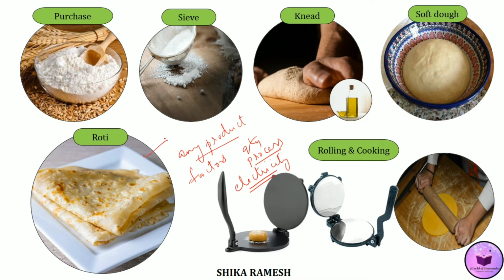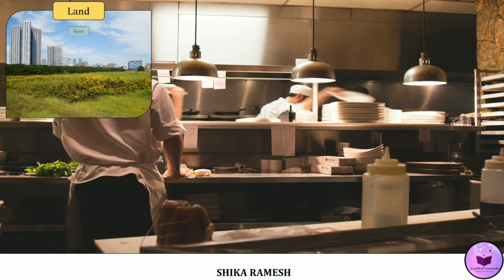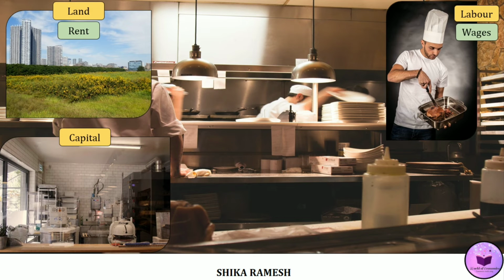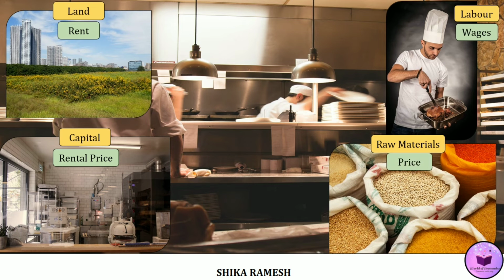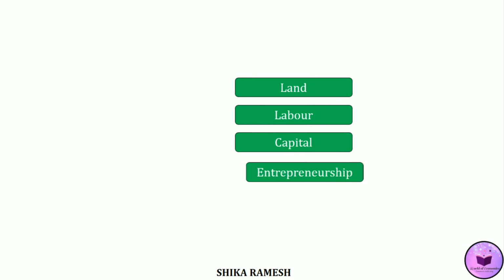Now suppose these rotis were made in a restaurant, then the cost incurred by the firm for the production of rotis will differ, because in order to build a restaurant, the firm needs land and will have to pay rent. Then the firm needs a lot of laborers for which the firm will have to pay wages. Then the firm needs different forms of capital goods for which rental price has to be paid, and then the firm will also need to purchase raw materials in different quantities and the technology used, like it can be labor intensive or capital intensive. Now in order to acquire all these factors of production, the firm incurs costs in the form of rent, wages, interest, and rental price of capital, price of raw materials, etc.